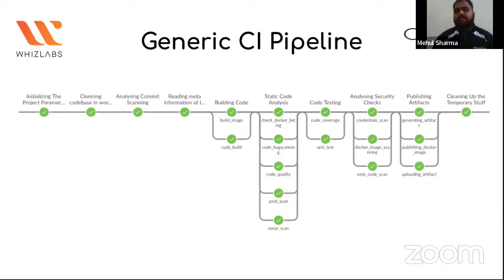After that, we are cloning it. After that, we are doing some commit scanning, checking whether the commit is correct or not. After that, we are reading meta information. That totally depends on the client side, since it could be any use case for the client. And after that, we are building the code. We are using parallel jobs here.